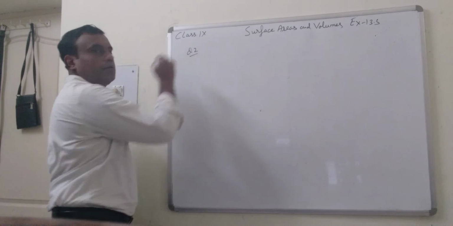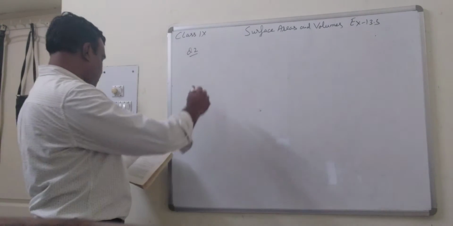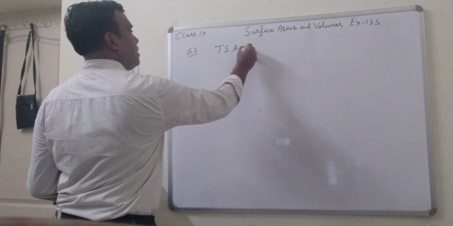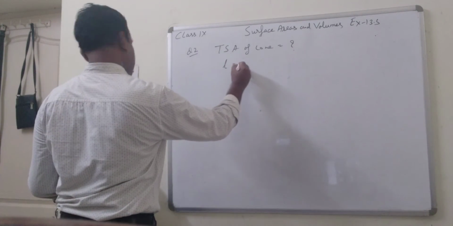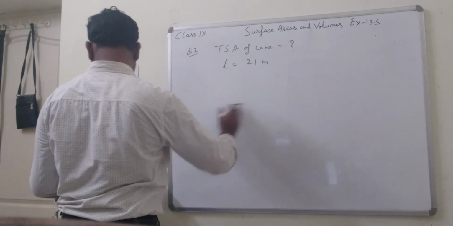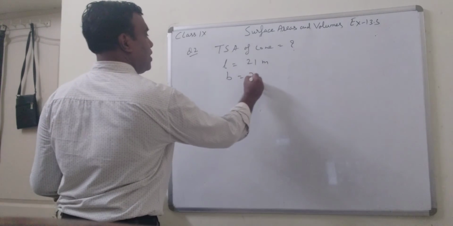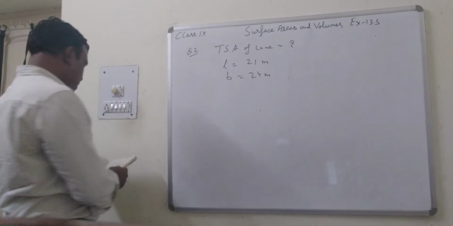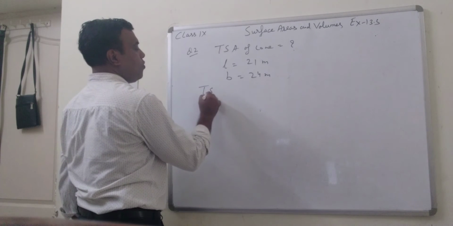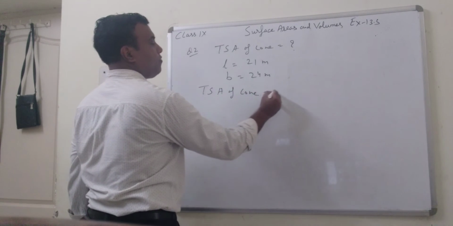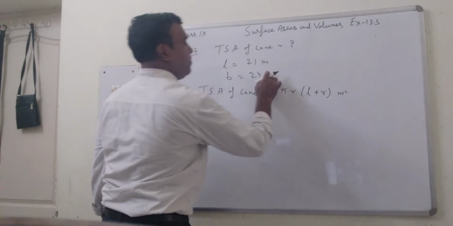Now I will take question number 2. Find the TSA of the cone. If the slant height L is given as 21 meter and its base radius is 24 meter. Slant height is given to you. Now what is the TSA of the cone? TSA of the cone is pi r (L plus r) meter square, because the unit is given in meters.